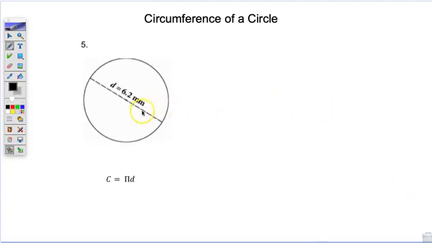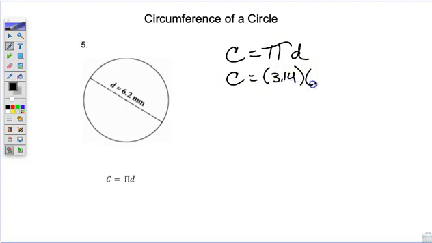In the next example, we have a diameter of 6.2 millimeters. So let's go ahead and fill in what we know. 3.14 for pi, and the diameter is 6.2. Multiplying these two numbers together, you should get 19.468 millimeters.